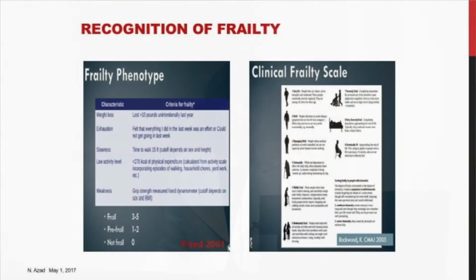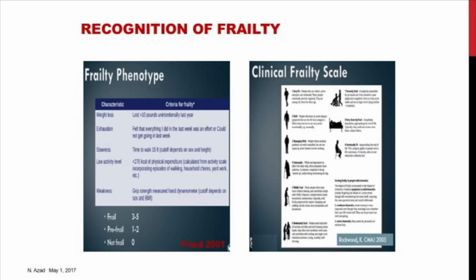I'm sure you're aware that there are many, many tools for assessing frailty. Fried in 2001 defined it phenotypically based on these 5 features.